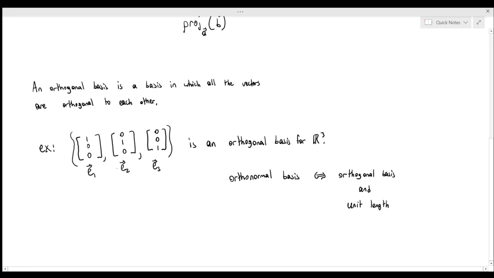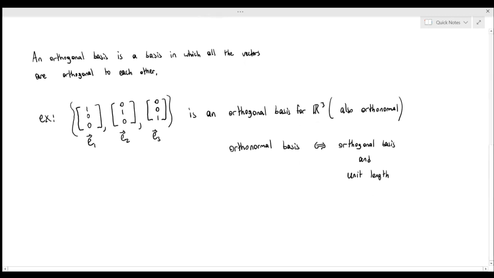So the standard basis here, not only is it an example of an orthogonal basis, but it is in fact also an example of an orthonormal basis as well, okay? Because not only are these three vectors all orthogonal to each other, but all of them are unit length, meaning their lengths are all equal to 1. So the standard basis for Rn is a prototypical example of an orthonormal basis for a space. All right.